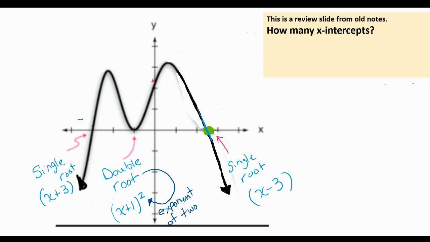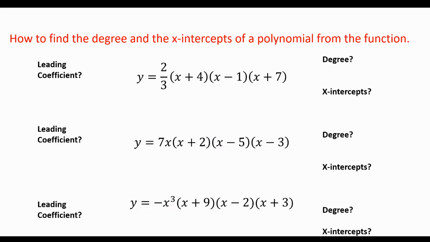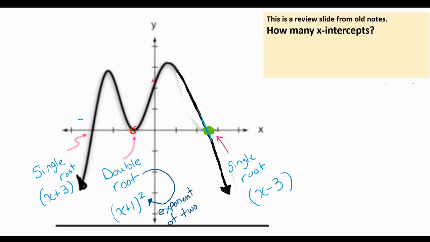Okay, so really quickly, this is a review from some old notes. So how many x-intercepts are there? And remember, x-intercepts are where the red dots are at. So those are x-intercepts, so there's 3. And what about those x-intercepts?